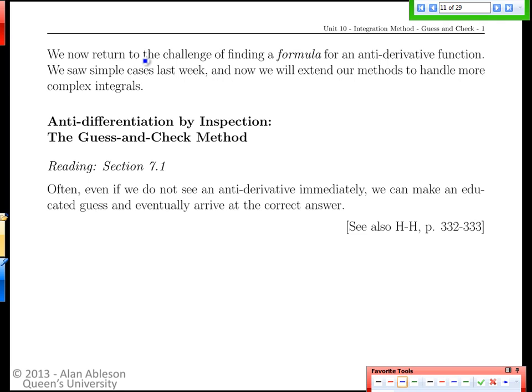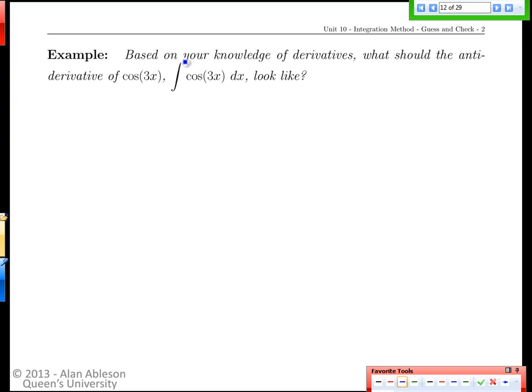We're now going to return to our study of finding formulas for antiderivative functions rather than graphical tools to estimate those graphs. And we're going to start off fairly simply, just using our intuition about differentiation to inform our techniques of antiderivatives or antidifferentiation. Let's take a look. So if we are looking for the indefinite integral, the antiderivative of cos 3x with respect to x, what will that look like?